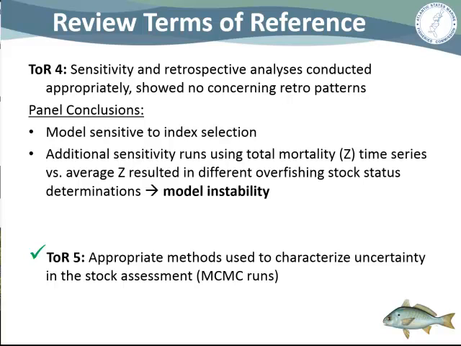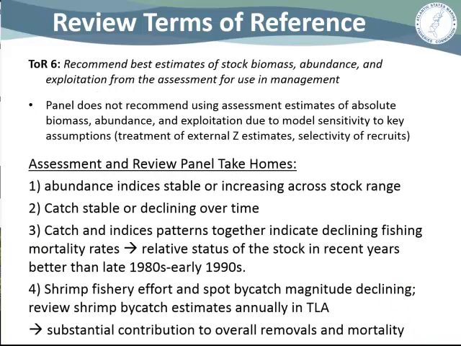The next term of reference was to characterize uncertainty in the stock assessment. The panel felt that the assessment team did everything correctly there. And moving on to estimates of stock biomass, abundance, and exploitation. Again, although the panel does not recommend using the absolute estimates, they did have several take-homes that they were confident in from the stock assessment.